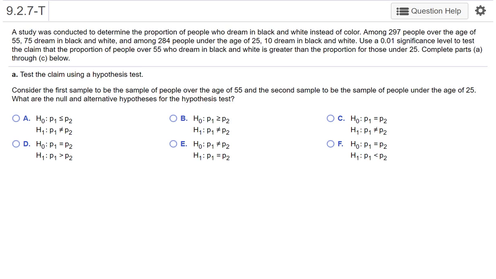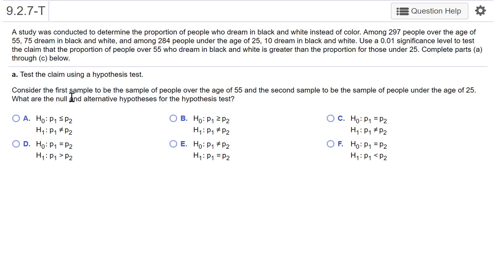Okay, so let's first create a hypothesis test. Let's state H0 and H1, the null and alternative. There's a lot going on here. First, recognize we are looking at two proportions, right? So we have 75 over 297 versus 10 over 284. Don't let the age in there become one of the values of your proportion. That's what we're looking at.